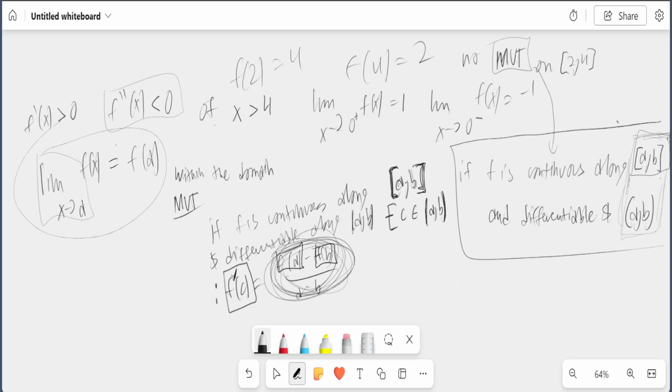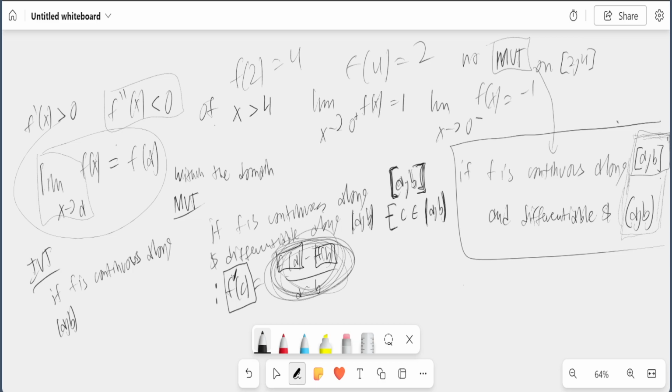So for IVT, you'd say c is in between the closed brackets a and b, right? Well, IVT is different, I think. If f is continuous along, I think it's open brackets a, b, I can't remember exactly right now. Let me write it out and make sure it's open brackets.